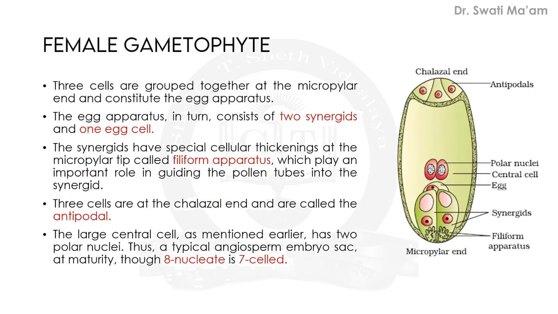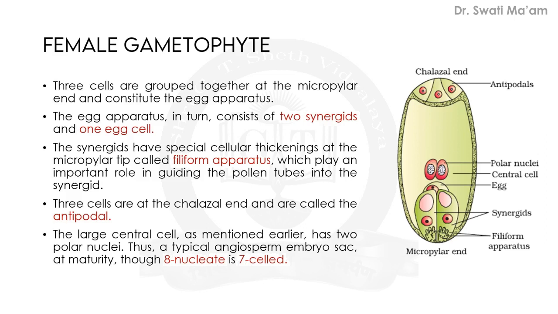Now gradually this female gametophyte will mature and result in the mature embryo sac, also known as the female gametophyte. So these terms you have to remember, and this is a very important topic as well as diagram, which are many times asked in the board exams. These 2 topics: the development of the embryo sac, as well as the structure of the embryo sac.